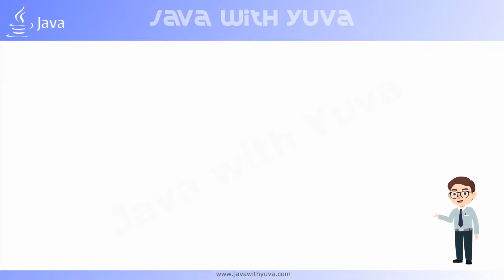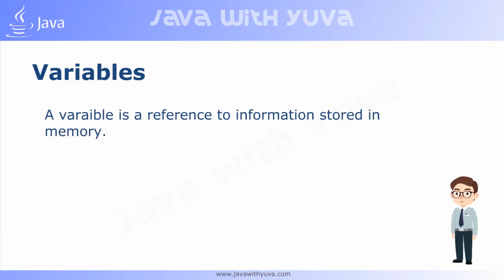In this video, we are going to learn about variables. Let's first see, what is a variable? A variable is a reference to a data value, also called information, stored in memory. Generally, programs are written to perform some operation on data. A variable helps us to refer to that data from within a program.